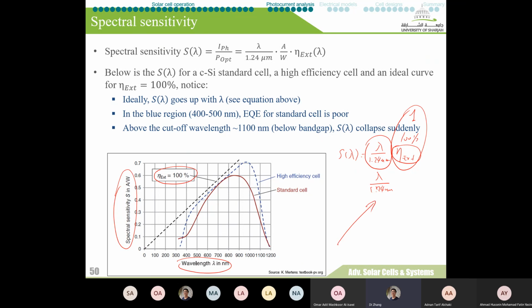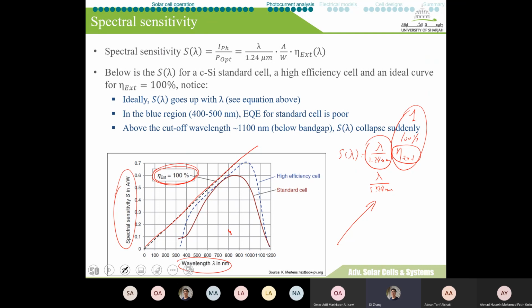Okay, it is a linear function. So this is why the dashed line here indicates 100% external quantum efficiency. This is the maximum spectrum sensitivity you can hope to get. But in reality, it's very difficult to actually approach this 100% external quantum efficiency. Typically, you can only do that at a certain wavelength.